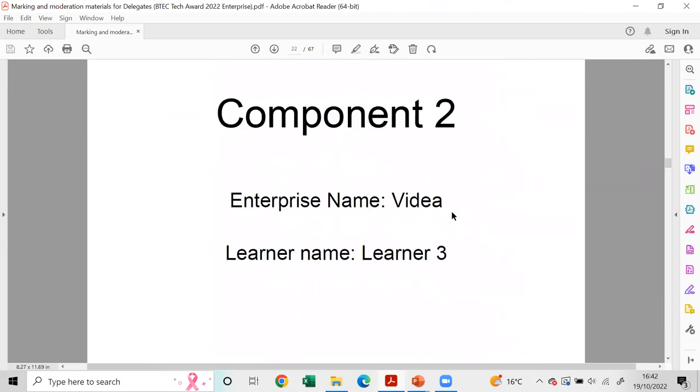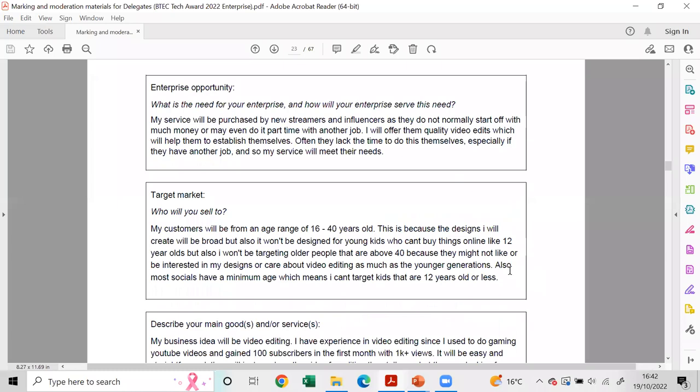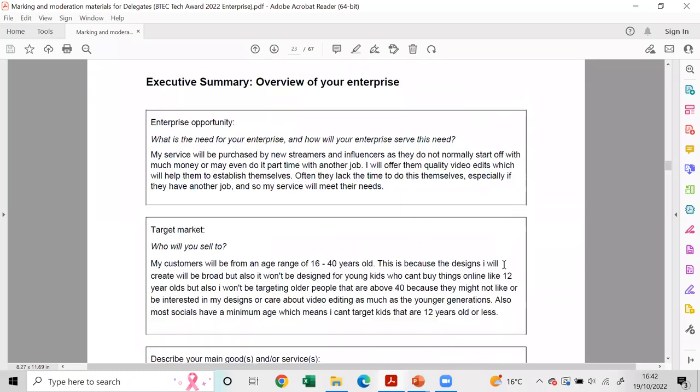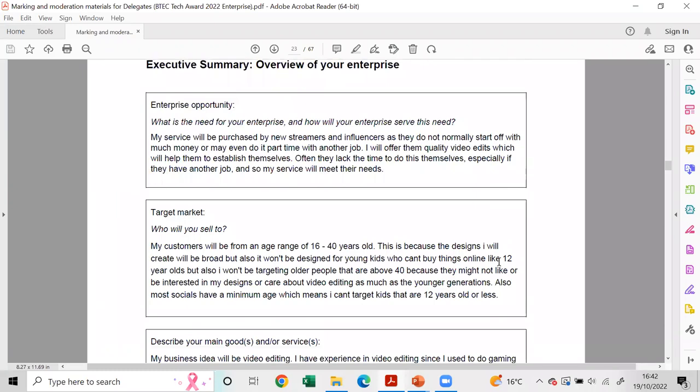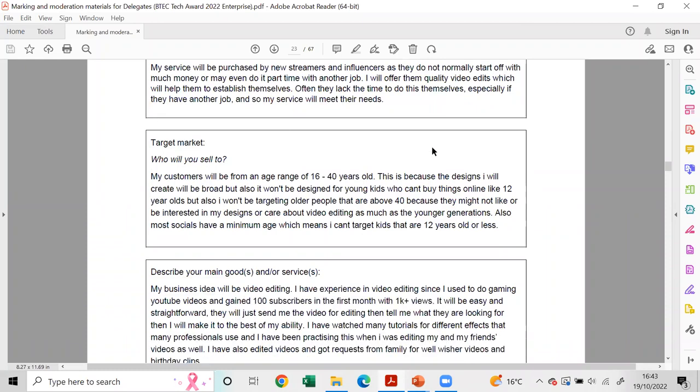The first enterprise we're going to be looking at is an enterprise called Vidya. Okay, and this is the template they filled in. So this is a business plan template they filled in. In terms of this enterprise, this is what the learner has now filled in. They've thought about what their opportunity is, said what they want to do, what the service is and why.